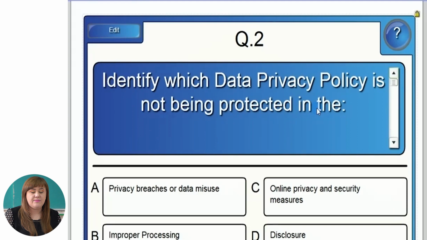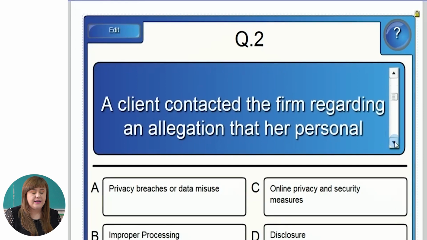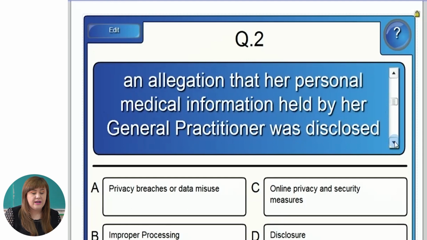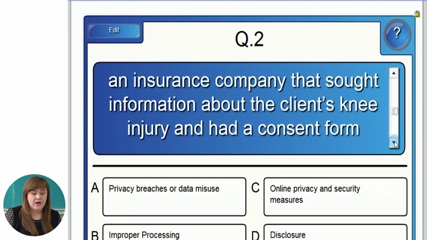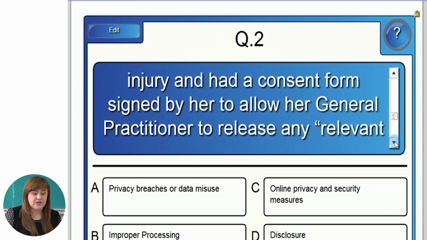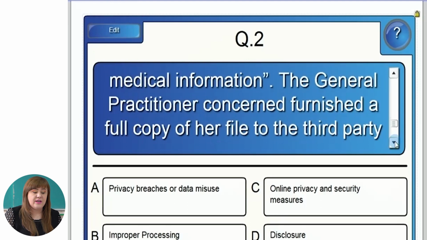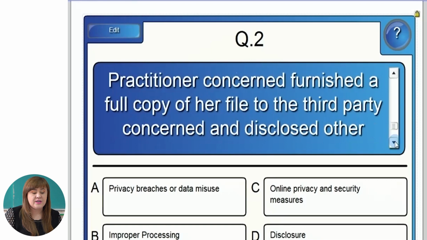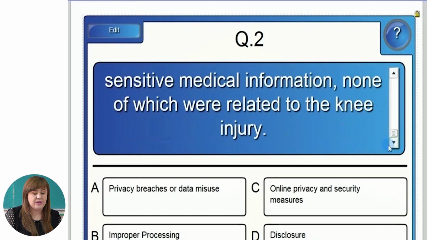Identify which data privacy policy is not being protected in the case study 2. A client contacted the firm regarding an allegation that her personal medical information held by her general practitioner was disclosed to a third party. The third party was an insurance company that sought information about the client's knee injury and had a consent form signed by her to allow her general practitioner to release any relevant medical information. The general practitioner concerned furnished a full copy of her file to the third party concerned and disclosed other sensitive medical information, none of which were related to the knee injury.